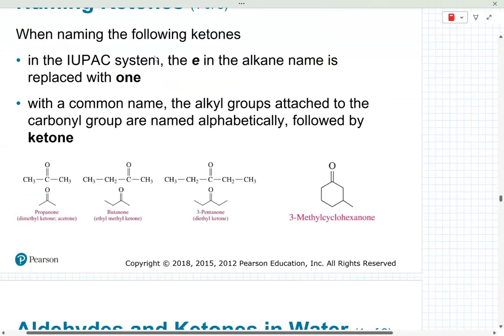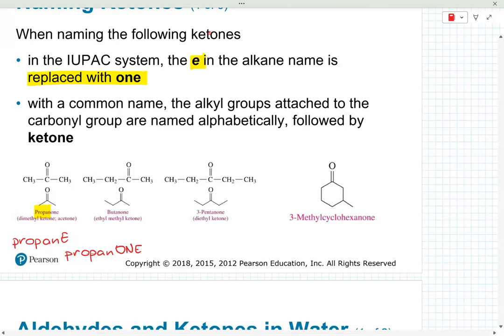Now, with the ketones, we also replace the terminal E in the name of an alkane, but we replace it with O-N-E. So, for instance, if you have 3 carbons in an alkane, we call it propane. Does that make sense? So, propanone. We basically replace the E in propane, propanone. And by analogy, we do butanone.